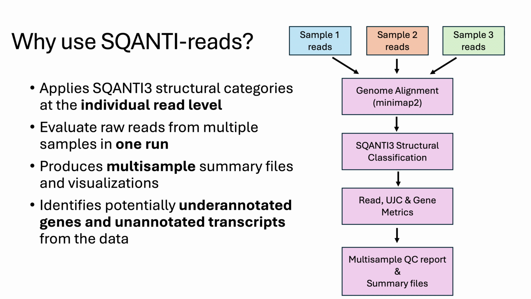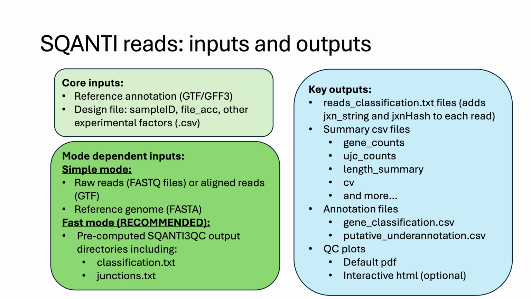On the right, you can see the basic workflow. Reads from different samples go through genome alignment with Minimap2, structural classification with SQANTI-3, then read and gene level metrics are calculated, and the output is a multi-sample QC report and summary files. Now we'll discuss the input files that are required for SQANTI-reads and the outputs it produces.